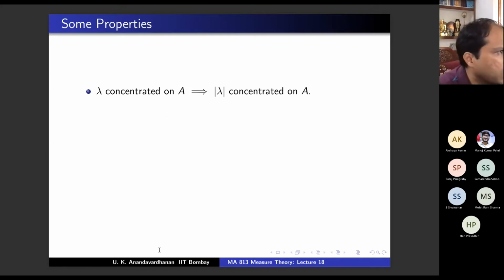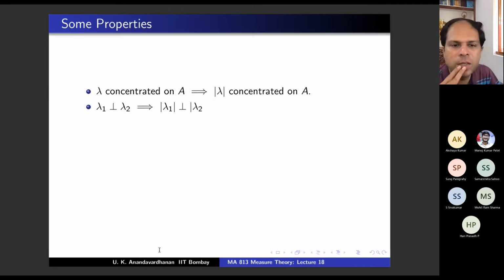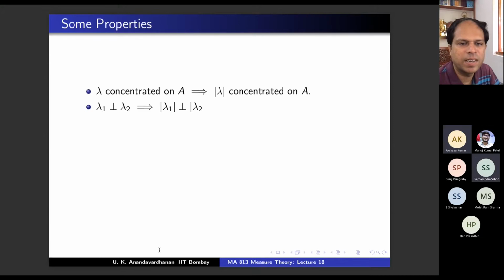So here are some 6-7 properties, and all are one-line proofs. I have not put the proofs in the slides, but let us go through them. If lambda is concentrated on A, then mod lambda is concentrated on A. What is mod lambda? Total variation. Yes. And if lambda 1 and lambda 2 are mutually singular, then mod lambda 1 and mod lambda 2 are mutually singular. Do you see a typo? Yes. Okay. Yes, sir. I will correct it.